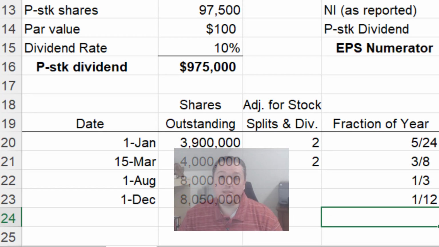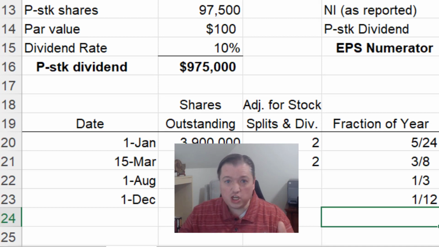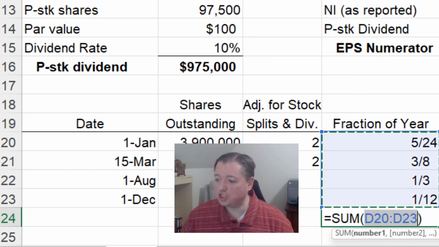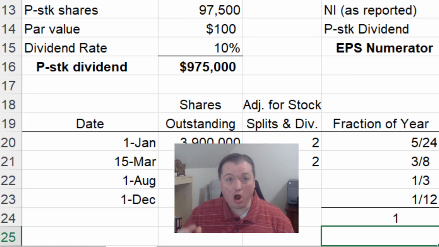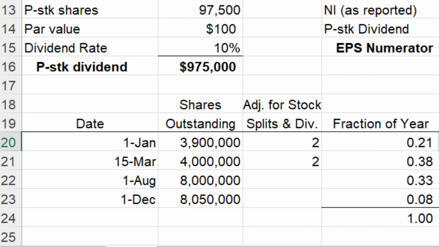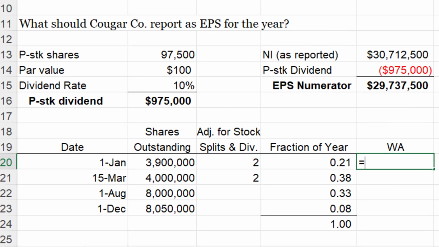Now, I strongly recommend that you stop right here when you finish your fractions and make sure that they add up to 100% or 1, because otherwise you end up with a mistake just because you did some rounding wrong or you counted your months the wrong way. So I've used a sum there and added it up, and sure enough, I come out to 1, so I'm okay. All right, now we'll do our weighted average, and our weighted average is simply going to be the shares outstanding times any adjustment for stock splits or dividends times the fraction of the year.